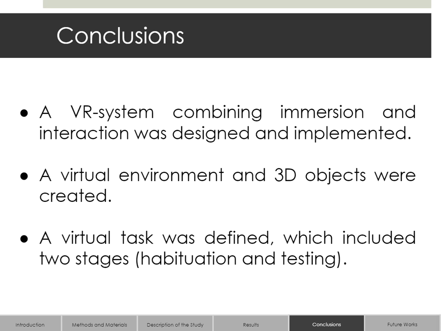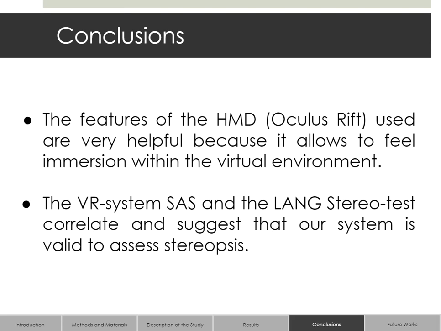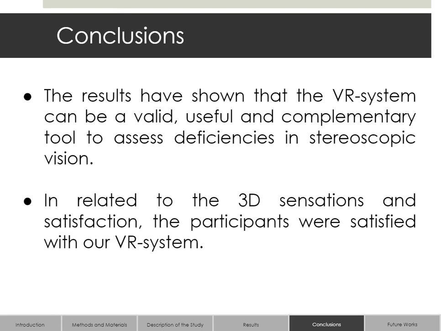Conclusions. A VR system combining immersion and interaction was designed and implemented. A virtual environment and 3D objects were created. A virtual task was defined, which included two stages, habituation and testing. The features of the HMD Oculus Rift used are very helpful because it allows one to feel immersion within the virtual environment. The VR system SAS and the Lang stereo test correlate and suggest that our system is valid to assess stereopsis. The results have shown that the VR system can be a valid, useful, and complementary tool to assess deficiencies in stereoscopic vision. In relation to the 3D sensations and satisfaction, the participants were satisfied with our VR system.